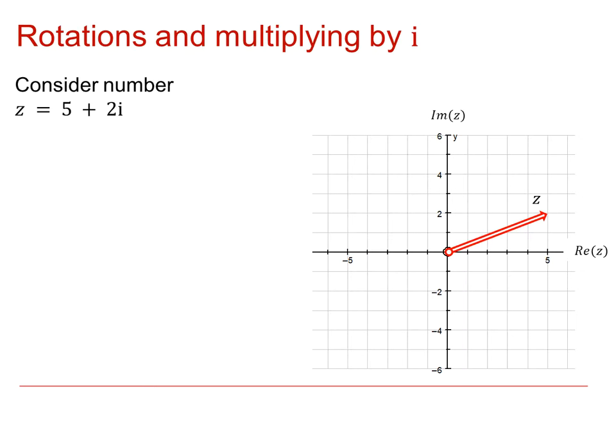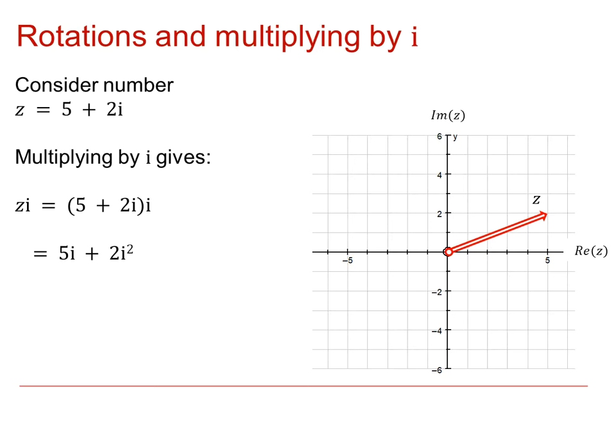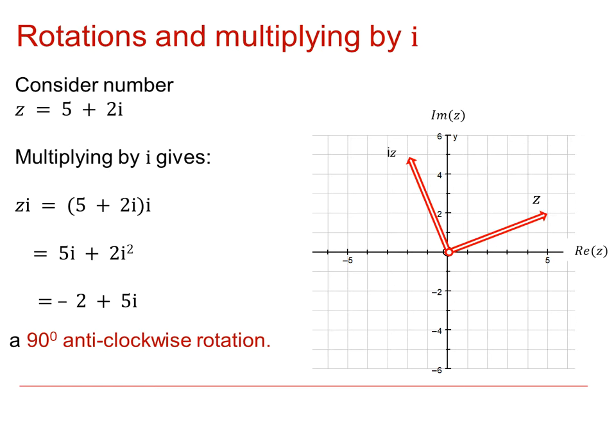Let's see what happens if we look at a more complicated number, so a complex number this time, where we've got 5 plus 2i, and see what happens when we multiply this one by i. So multiplying by i, we get the following, and of course that becomes 5i plus 2i squared, and so the real part is negative 2, so we get negative 2 plus 5i. So putting that onto the Argand diagram, it will be at negative 2, 5, and we can see again that we've got a 90-degree anticlockwise rotation.